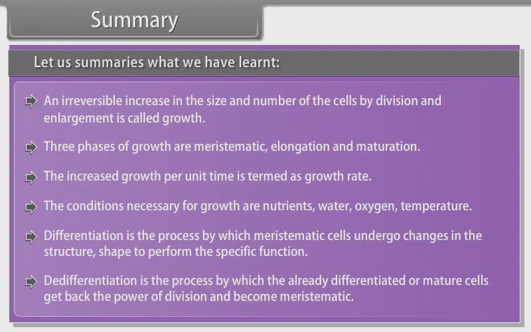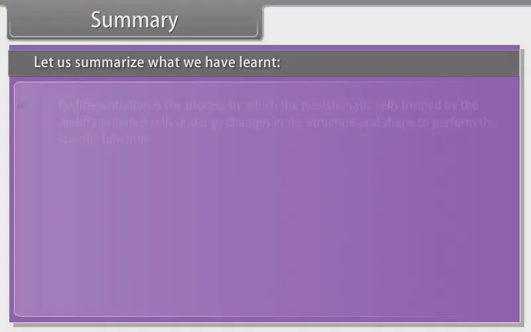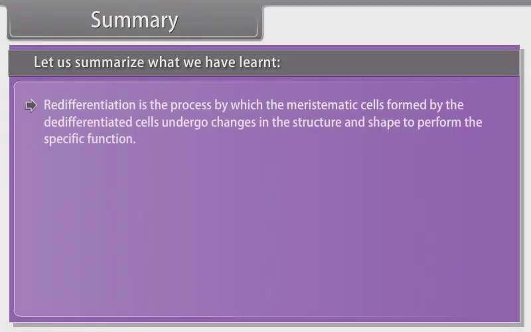Dedifferentiation is the process by which the already differentiated or mature cells get back the power of division and become meristematic. Redifferentiation is the process by which the meristematic cells formed by the dedifferentiated cells undergo changes in their structure and shape to perform a specific function.